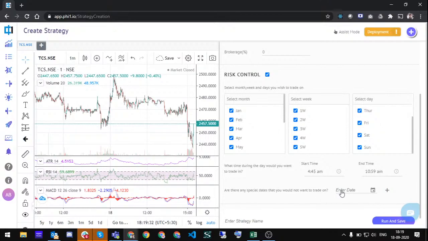Apart from that, you can also enter special dates. So, for example, if you don't want to trade the budget day, or F&O expiry days, things like that, you can just enter those days as well, and then they'll be eliminated from the calendar that you can check within the strategy.